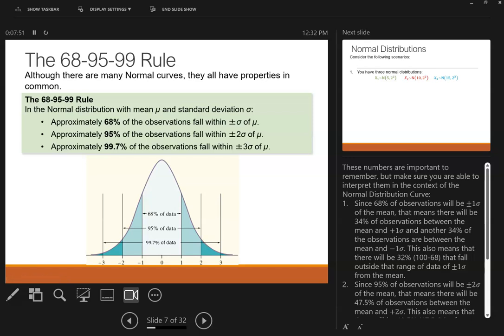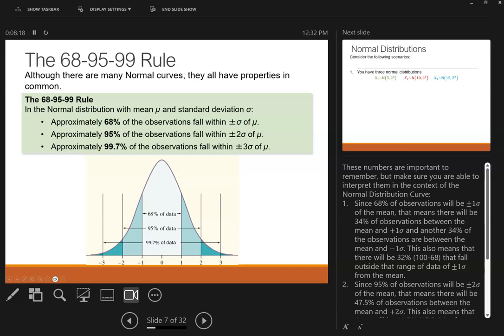0.35 is correct. Yep, that's 99.7 minus 95 divided by 2. And then how much has to be way out here, this little tiny sliver? Half of 0.3, 0.15, right? Because I know the total area is 1. Everybody cool with how I figured that out?